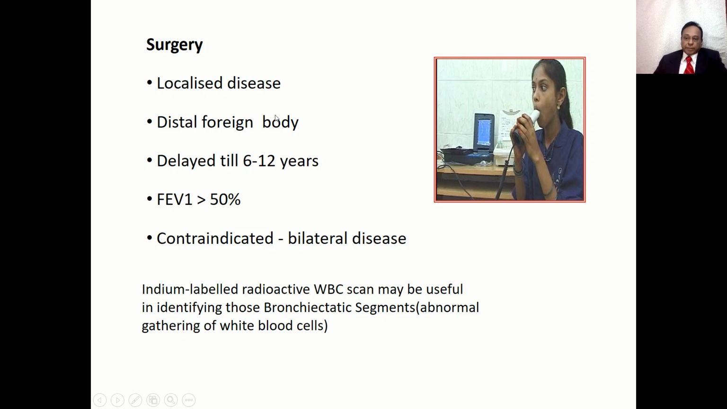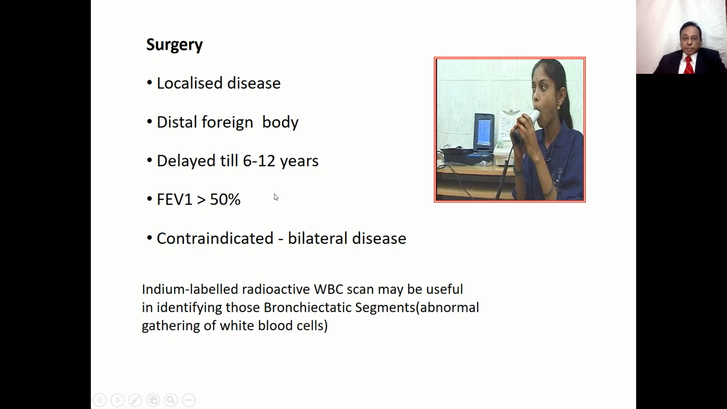It is a very rare phenomenon, but as far as possible we have to delay the surgery up to 12 years, and you have to continue the medical treatment for at least 12 years. Once they become adolescents, you do a surgery, because then their complications will be very, very less. They will have a very normal life.